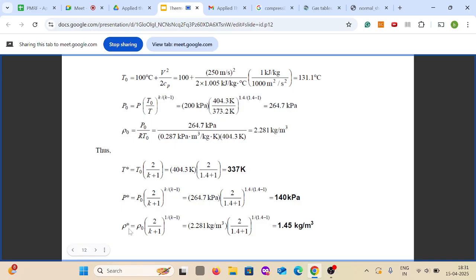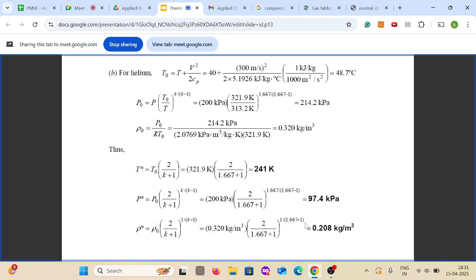So we get rho star is rho naught into (T star by T) raised to power 1 by (gamma minus 1). So this comes out to be rho naught into (2 by (k plus 1)) raised to power 1 by (k minus 1). So rho naught is 2.281, which we have found out, into (2 by 2.4) raised to power 1 by 0.4, comes out to be 1.45 kg per meter cube.